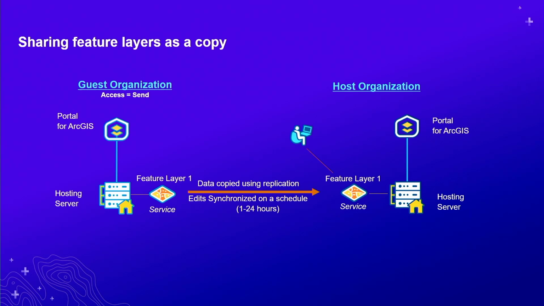collaboration will create a copy of that data using replication and share it to the host organization. The host organization will receive a copy of that data and collaboration will publish it as a service within the host organization's site. Any members of the host organization who are accessing that feature layer are now actually accessing the feature layer service residing in the host organization.